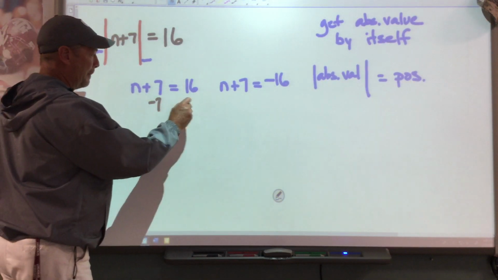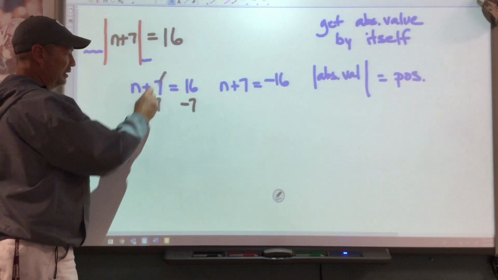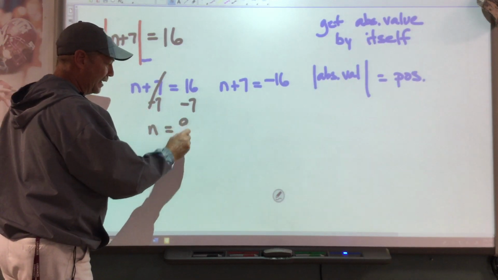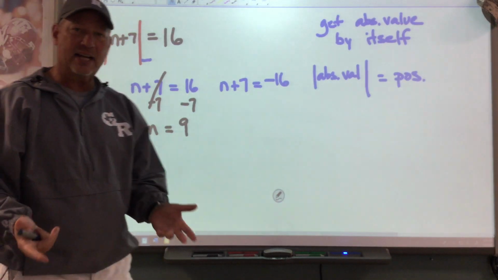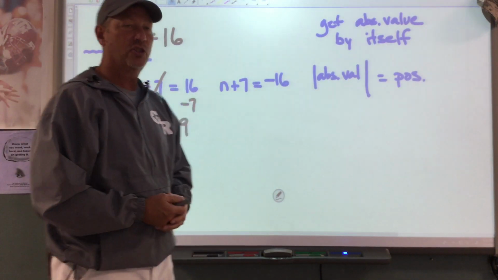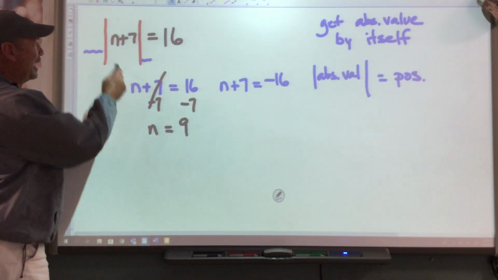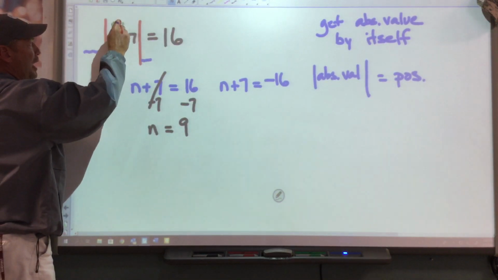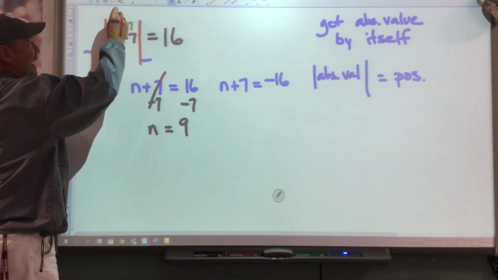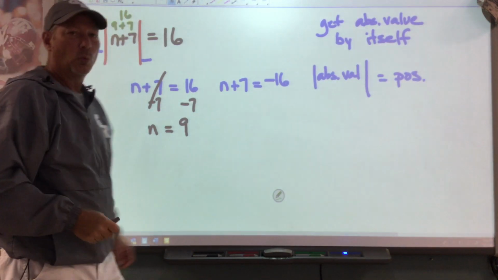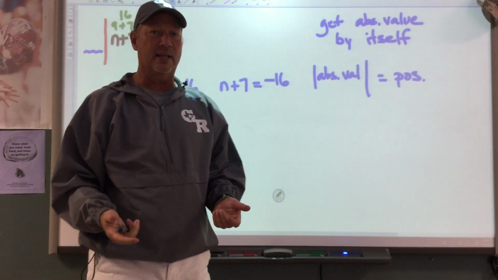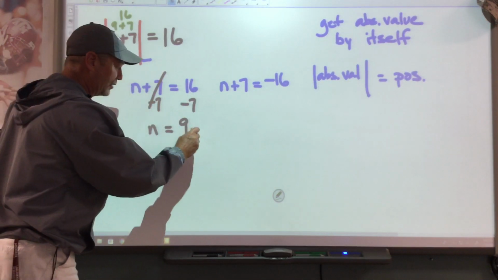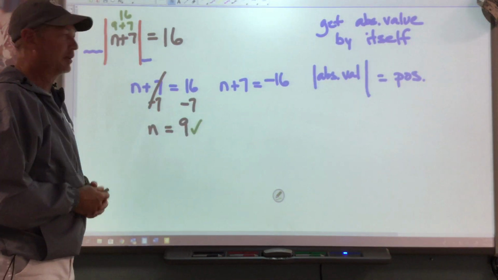Minus 7 minus 7. This is gone. N equals a 9. Is that a good answer? We have to check. If I put a 9 right here, 9 plus 7, that is 16. What is the absolute value of 16? 16. So this is a good answer. It checks.